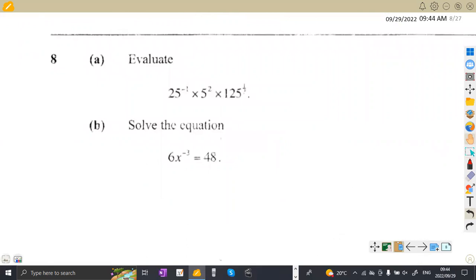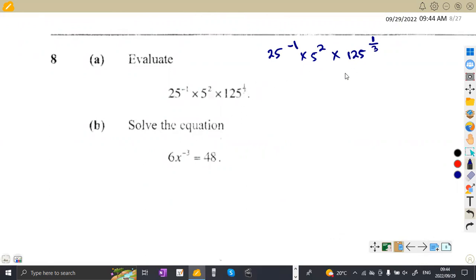So here, guys, the method is applying your laws of exponents. This is 25 to the power of minus 1 times 5 to the power of 2 times 125 to the power of a third. If I'm not mistaken there, it's not that clear, but I think that was the idea. Is this minus a third, or a third? I actually do not understand what was there. So I think it's just a third.